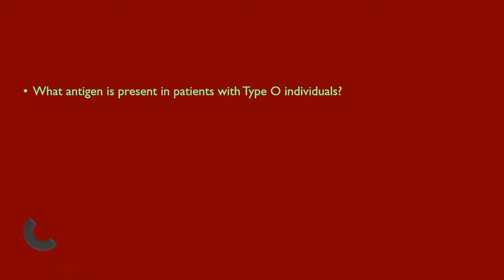Now, let's move on to the antigens. What antigen is present on the blood cells of type O individuals? Now, I'm gonna ask a question in the class. Anybody? All right, I'll give choices. Is it A antigen? Is it B? Or is it H antigen? Anybody in the chat? You have choices.